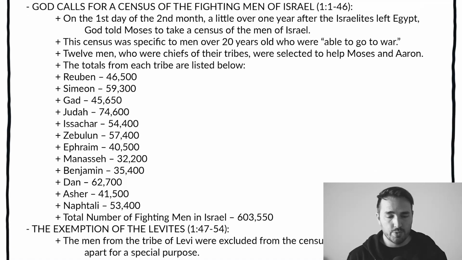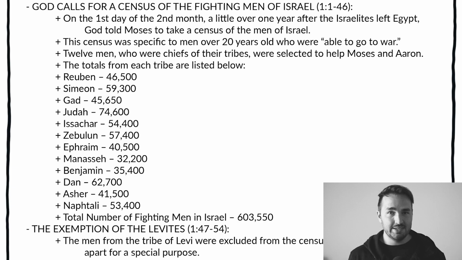So from the tribe of Reuben, there were 46,500 people. Simeon, 59,300. Gad, 45,650. Judah, 74,600. Judah was the biggest tribe. Issachar, 54,400. Zebulun, 57,400. Ephraim, 40,500. Manasseh, 32,200. Benjamin, 35,400. Dan, 62,700. Asher, 41,500. And Naphtali, 53,400. Hopefully I got all those right.